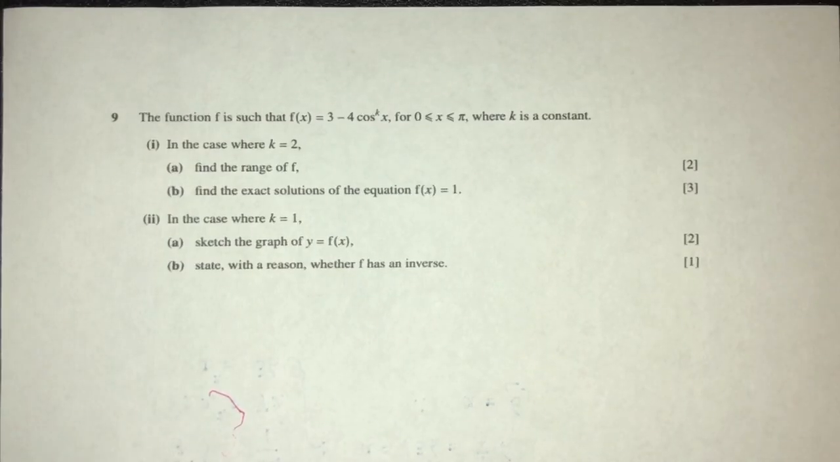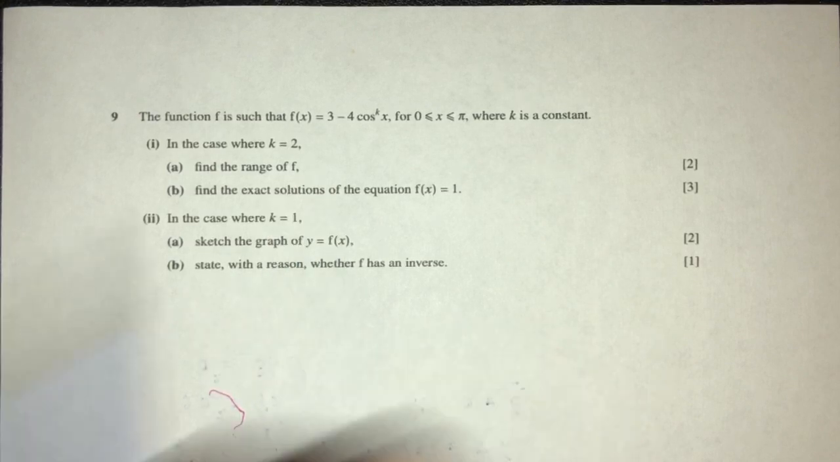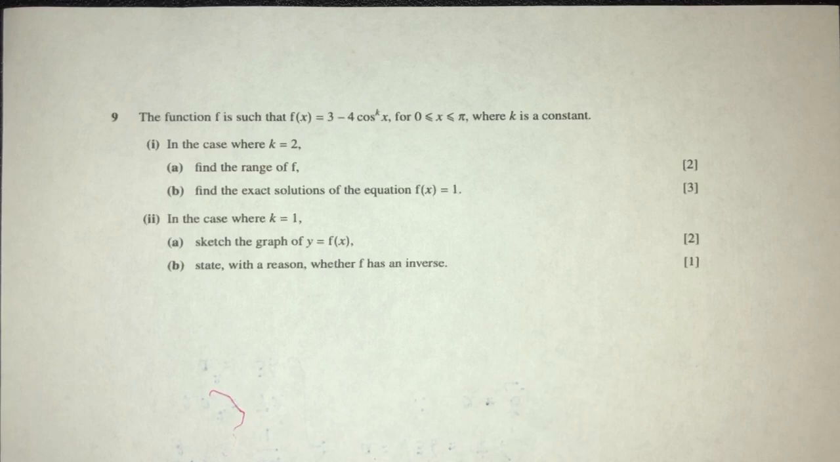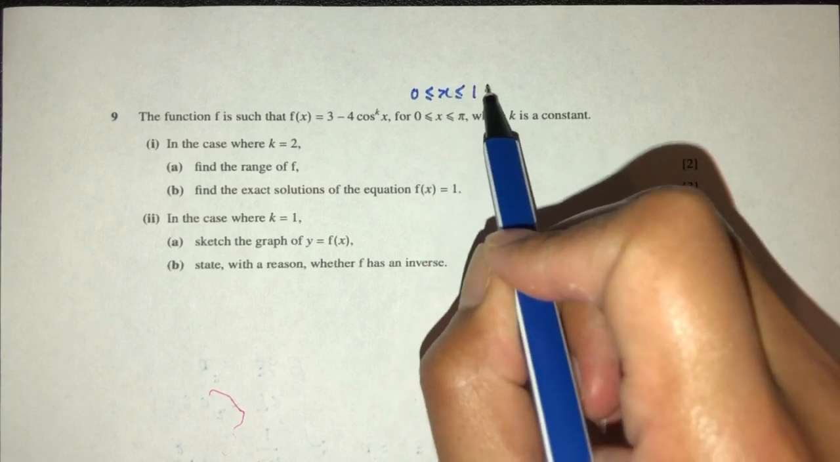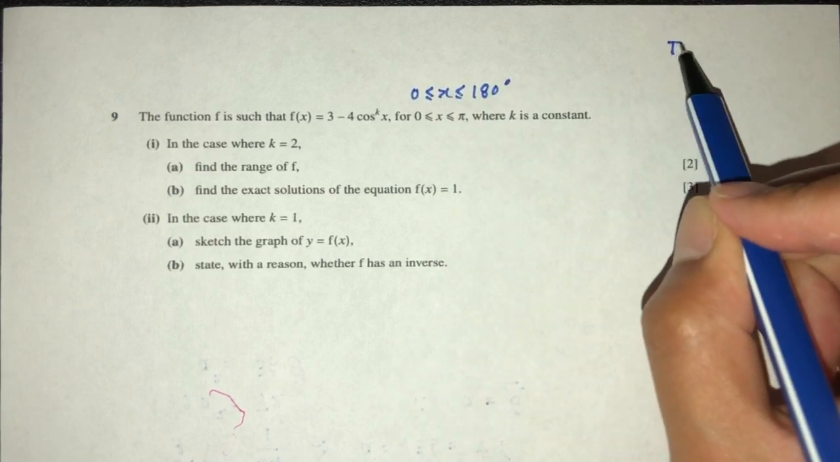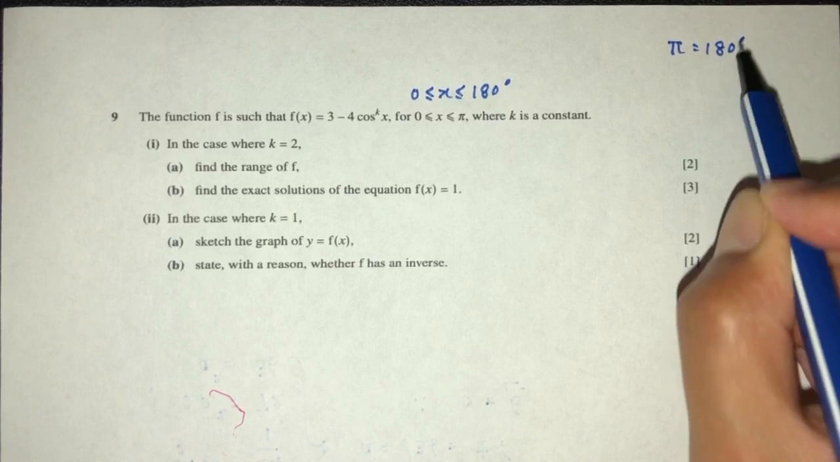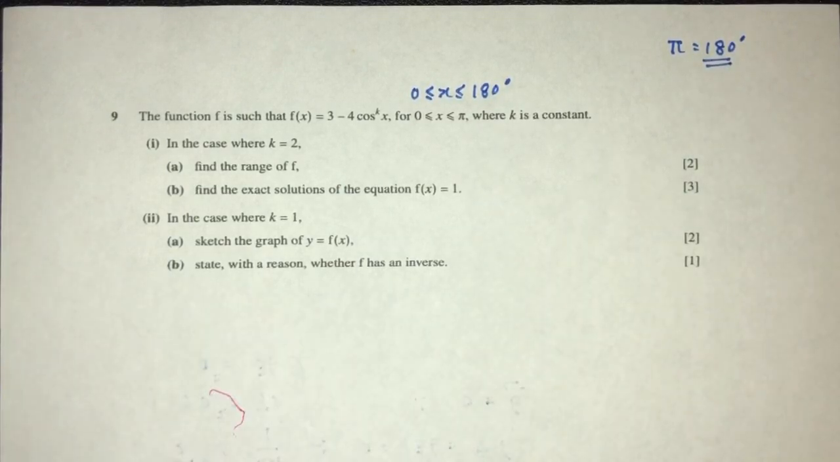Now let's move on to the next question. The function f is defined by f of x equal to 3 minus 4 cos power k of x, where k is a constant and x is between 0 and pi. Now we know pi is simply 180 degrees. It is up to you. If you like to work with pi, you can use pi, obviously. You don't need to change anything at all.